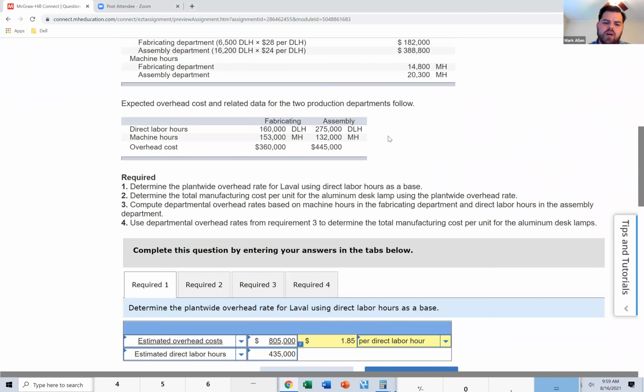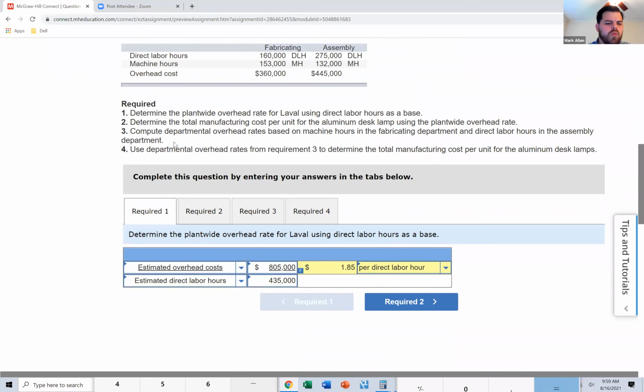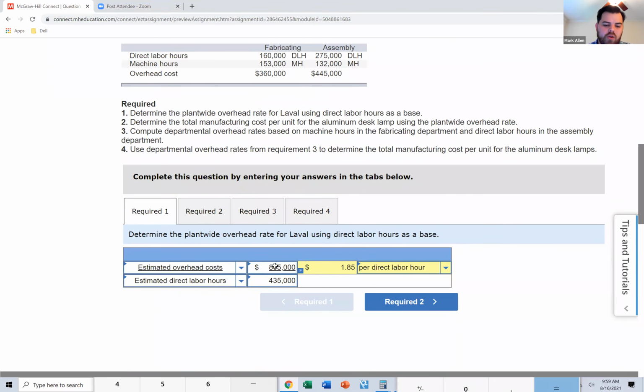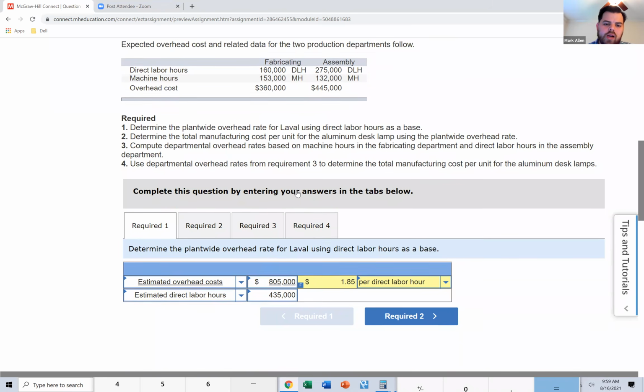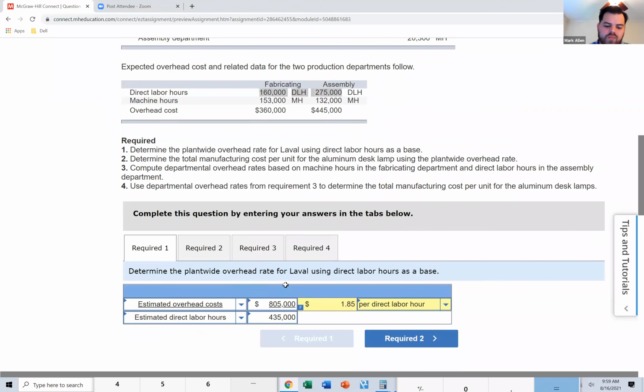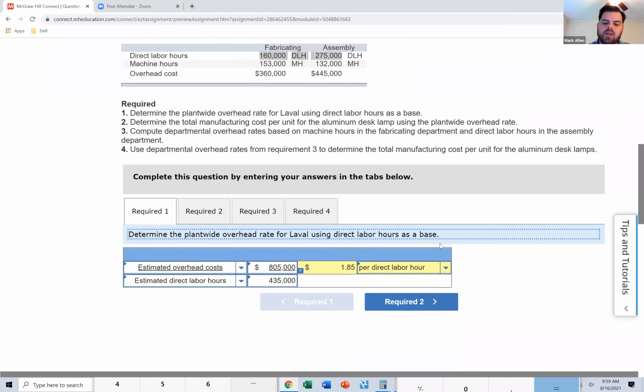And they give us expected overhead costs and related data for the 2 production departments below. So this is what was expected. So right away, determine the plant-wide overhead rate for Laval using direct labor hours as a base. So our estimated overhead cost, it's just the sum of these two numbers. So 360 plus 445 in my numbers is 805. And then of course our estimated direct labor hours, that's 160 plus 275 is 435. 805 over 435 is $1.85 per direct labor hour.